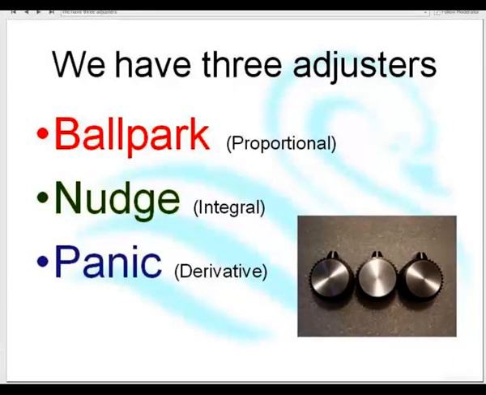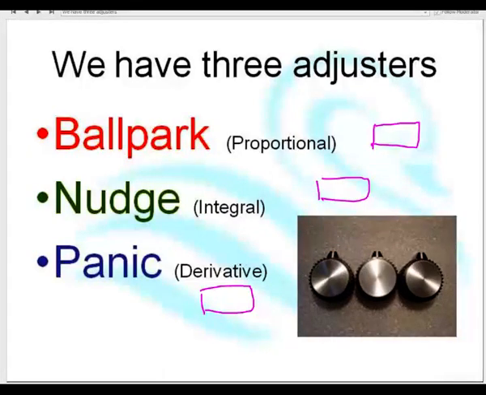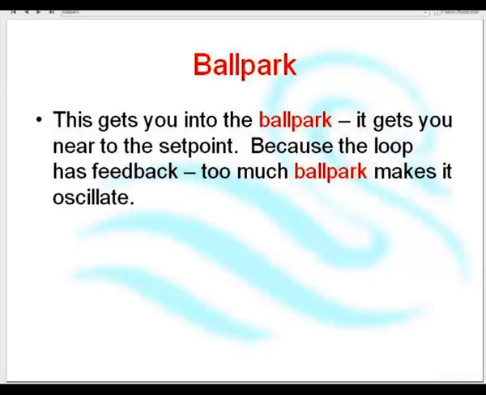So ballpark, nudge, and panic, they're three adjusters. They're three boxes in a PLC, and we have to put numbers in those three boxes. And by putting numbers in those three boxes, we will tune the control system and get it to control nicely. PID tuning is all about finding the numbers we need to put in those boxes. The first one, ballpark. It gets you somewhere near to your set point.